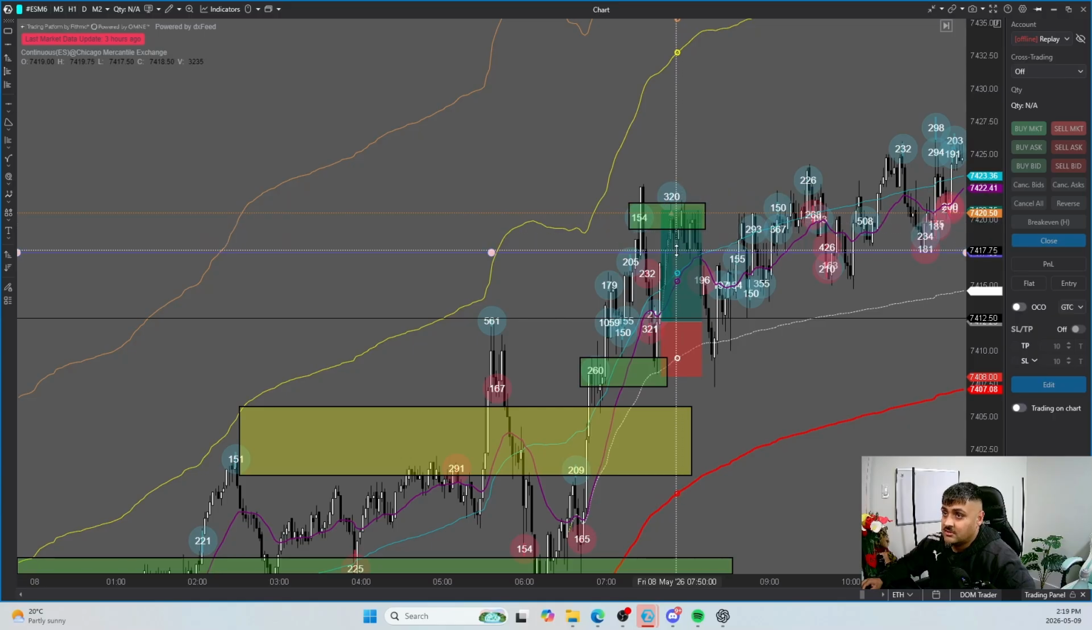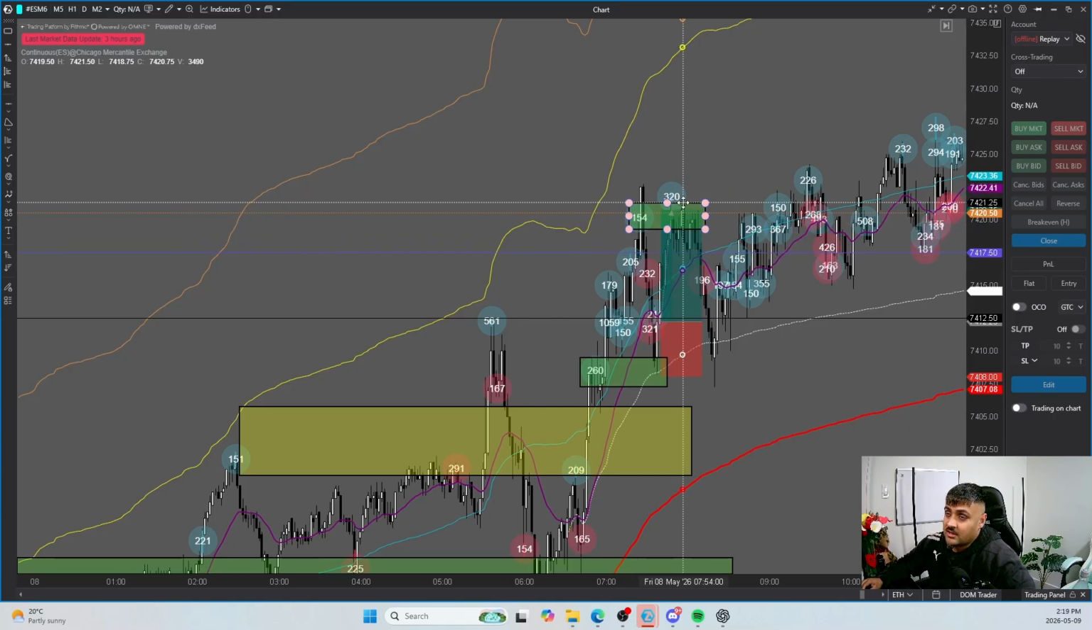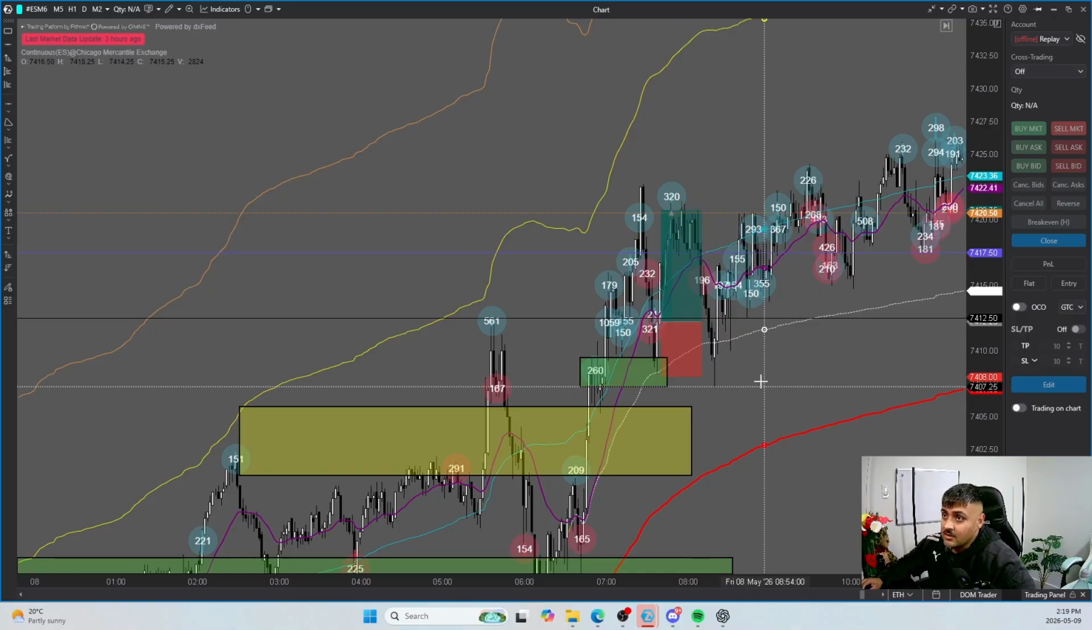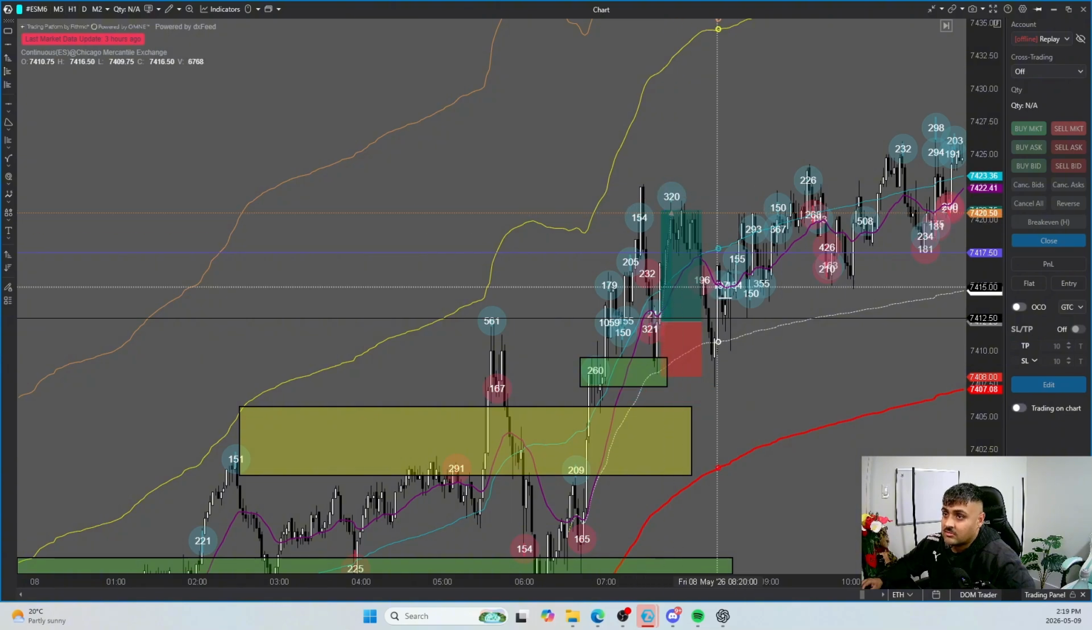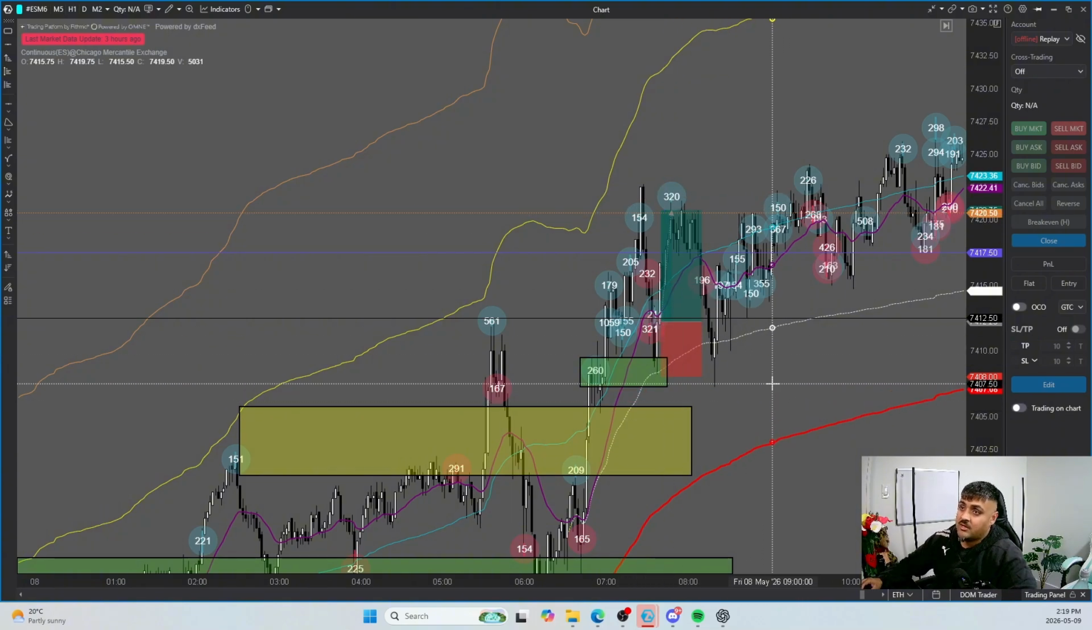Price fails. I let it come back, and then I gave it another try, and I cut it right here at 2R. And that was my trade. I took a 2R, yeah, 2R on this beautiful trade.